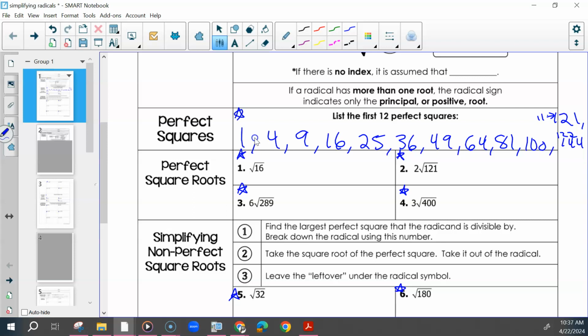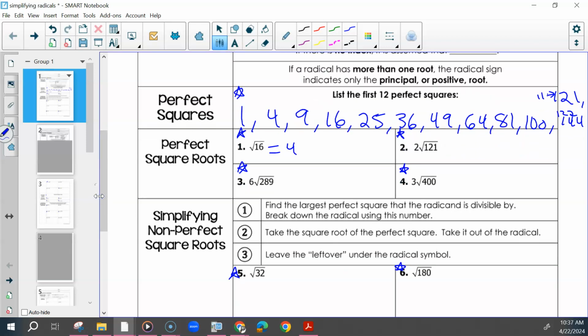Okay, so if we have a perfect square, we're just going to simplify it using that. So the square root of 16 is 4. Now, 2 times the square root of 121, we would do the square root of 121, which is 11, and multiply it by 2.